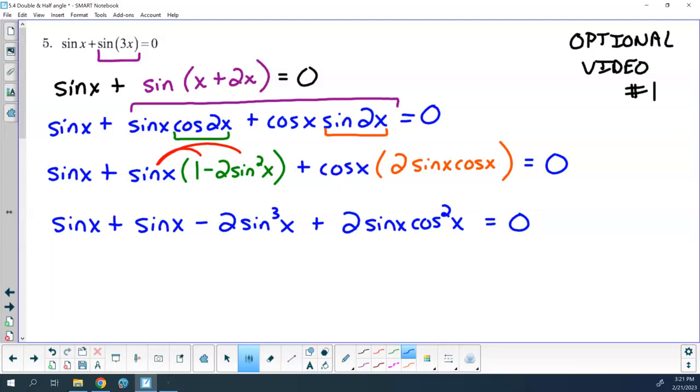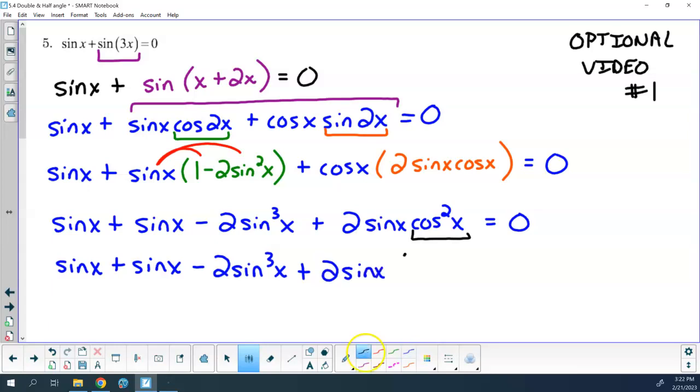Now cosine squared, that's the hammer, which we can use. It's number 7, and the middle one on number 7, we can turn that into 1 minus sine squared of x.